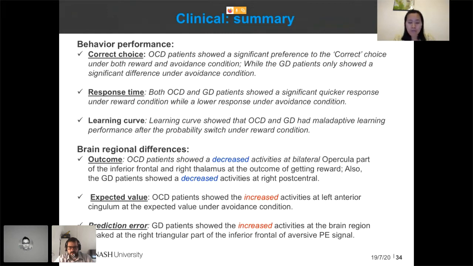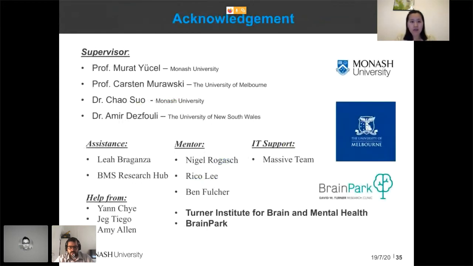And also the gambling disorder patients showed increased activity at the brain region, peak at the right triangular part of the inferior frontal gyrus, for the aversive prediction error signal.